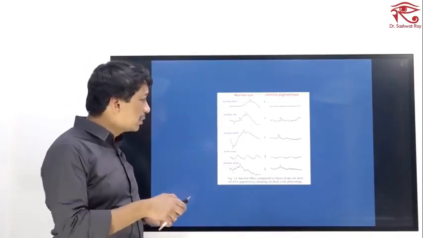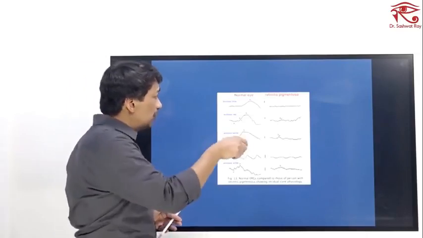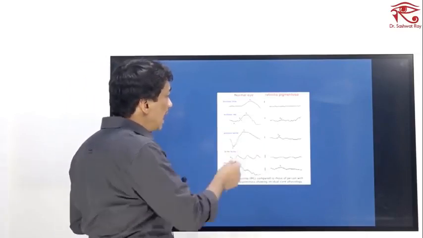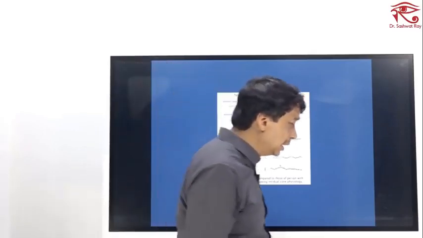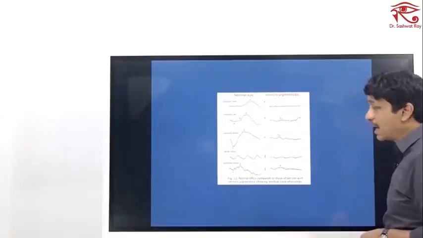But in retinitis pigmentosa, it becomes flat. Retinitis pigmentosa, it becomes completely flat, and that is the diagnostic hallmark of RP. The most important finding is a flat ERG.